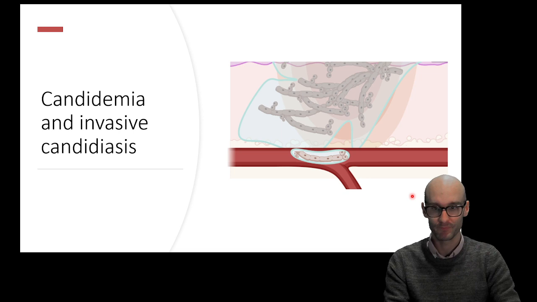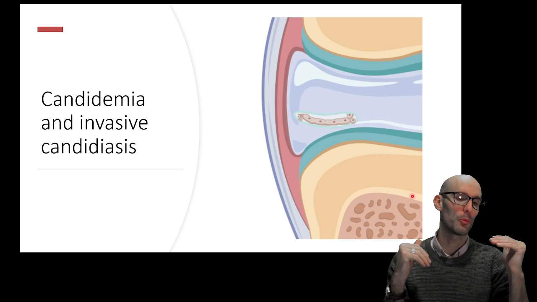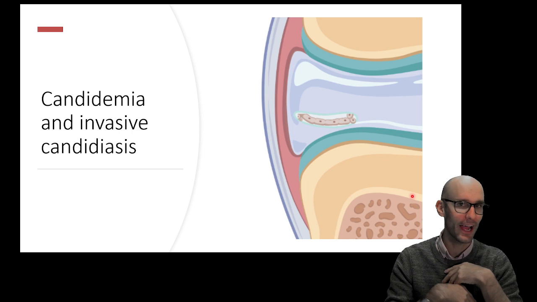Now what can happen next? So this is candidemia. What can happen next is invasive candidiasis. This is when Candida ends up where it shouldn't. So a good example is in a joint, which typically has a low immune presence, so it could flourish inside a joint, but it could also end up in a kidney or in a heart valve or somewhere very dangerous like that. And that is when it can really cause death.